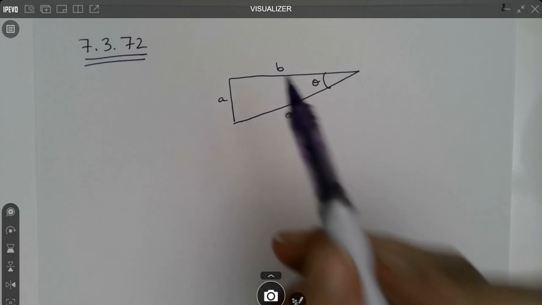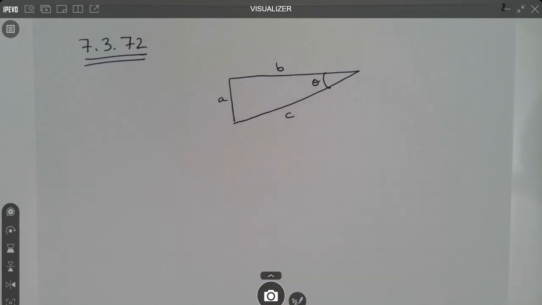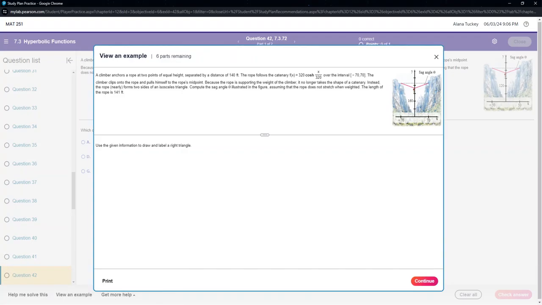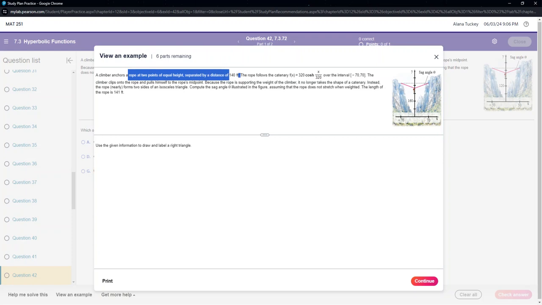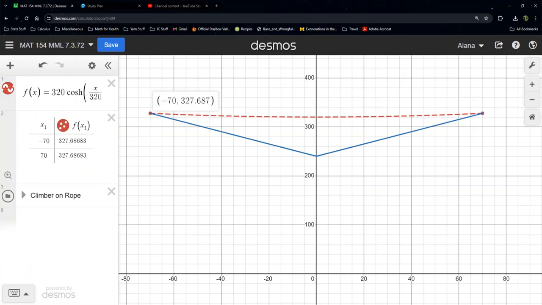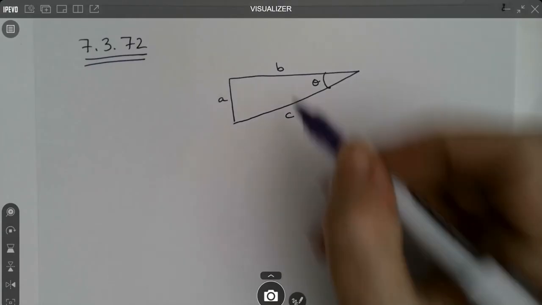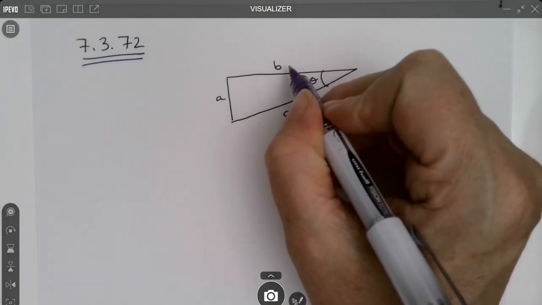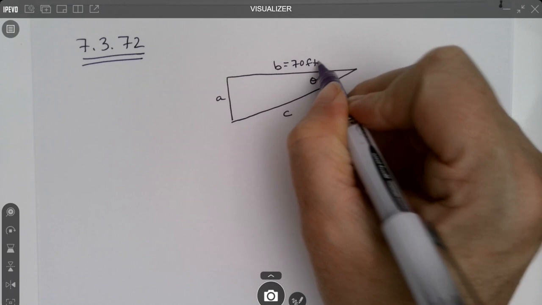Okay, so we have to keep a couple things in mind. They tell us, if we go back to the problem, that the 2 points are separated by a distance of 140 feet. Now remember, that's the whole distance from all the way over on the left to all the way over on the right, from over here to over here. So if the whole distance is 140, then half the distance would be 70. So that means that this distance right here is 70 feet.